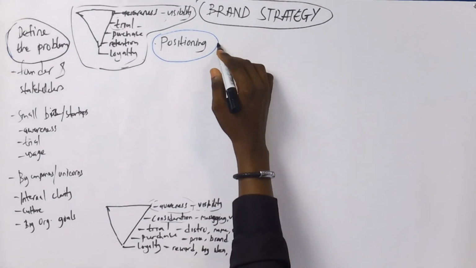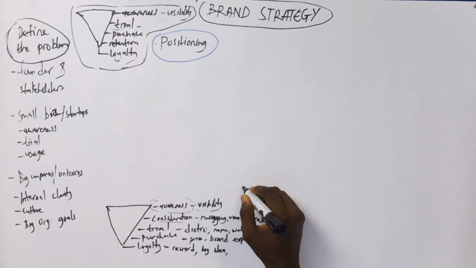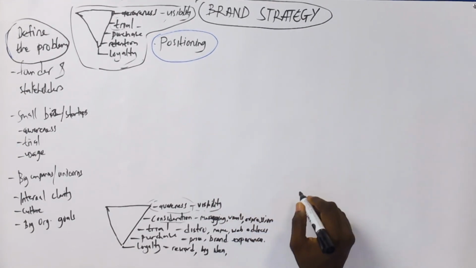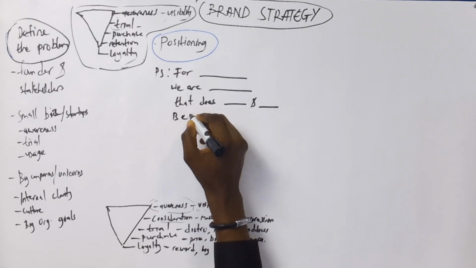People just go straight to writing the positioning statements. I don't know if you know the positioning statements. For dash, we are dash. I'm still going to come back to it. Usually the positioning statement is for the customer set. We are what you do, right? We are dash that does maybe dash and dash, whatever the person is doing, the functional benefits and probably the emotional. Then next thing is because, right?